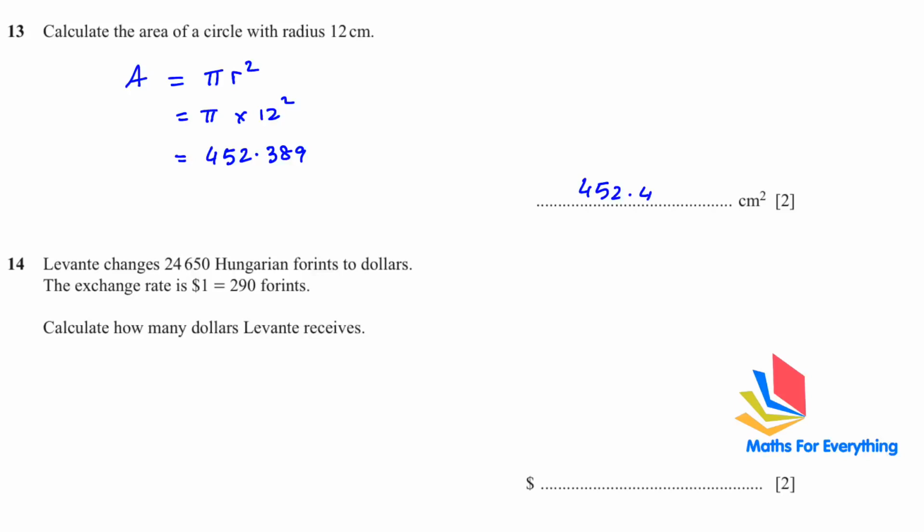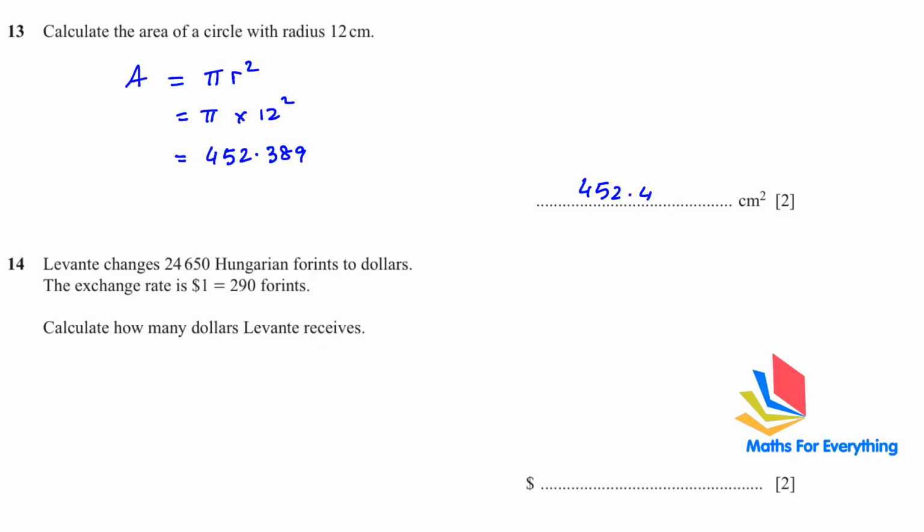Next, this is a currency exchange rate question. Levante changes 24,650 Hungarian forints to dollars. The exchange rate is $1 is equal to 290 forints. Calculate how many dollars Levante receives.